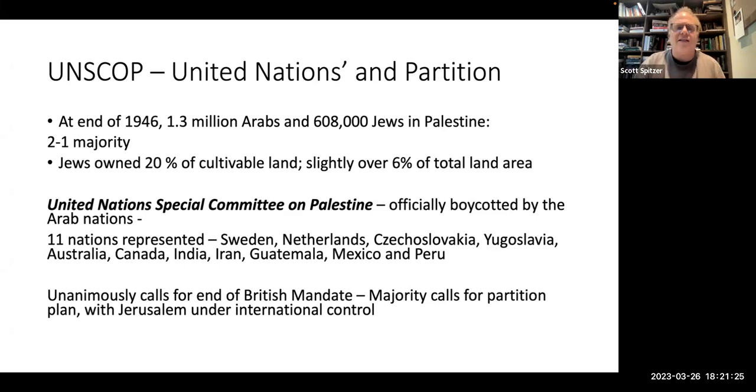And UNSCOP basically says the British mandate has to be over, and then a solid majority say that there should be a partition plan, like the Peel partition, with a Jewish state, a Palestinian state, a 2-state solution, and Jerusalem under international control. The Palestinians say, no way. This is their land. They're the majority. For the Jews, they still felt that they had a right to the state in all of Palestine, but Ben-Gurion was counseling them, be practical. Let's take the partition.